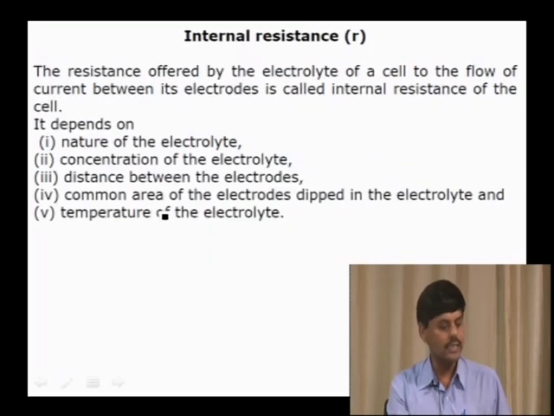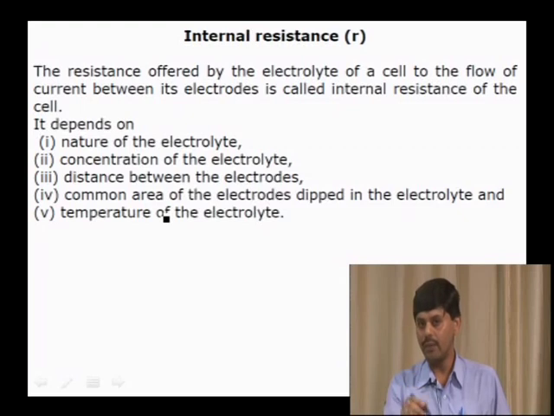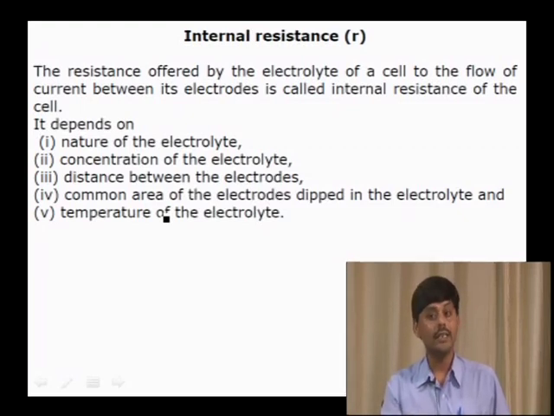This internal resistance of a cell depends on five parameters. Number one is the nature of the electrode, then the concentration of the electrolyte, the distance between the electrodes, the area of the electrodes, and the temperature.